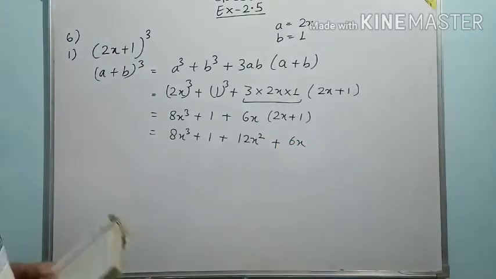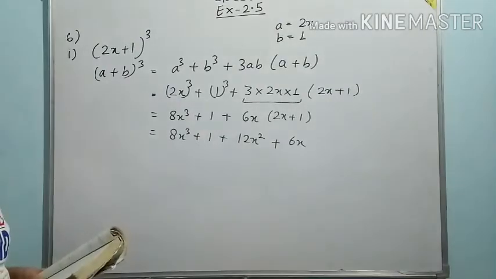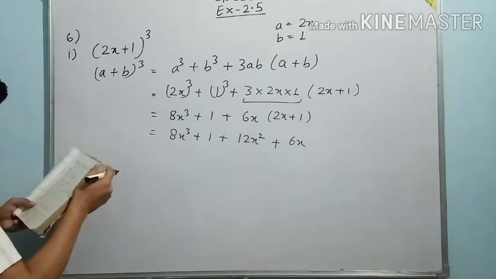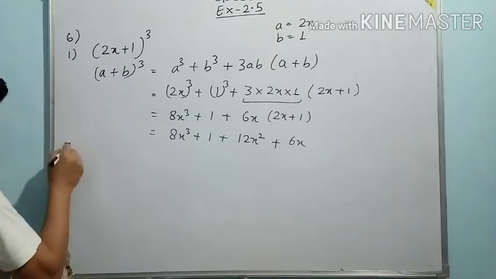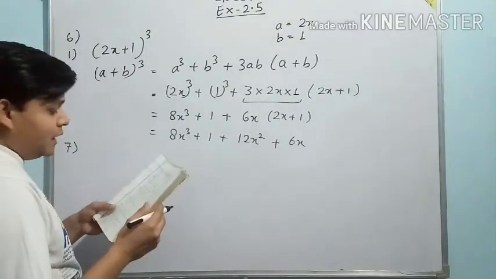So this is the expansion of the first part of question number 6. Similarly, you can solve the next parts of this, right? Next is question number 7. Question 7 is: evaluate the following using a suitable identity.